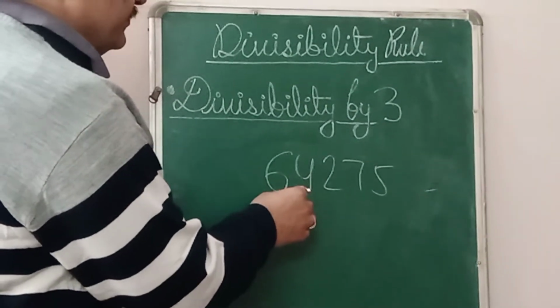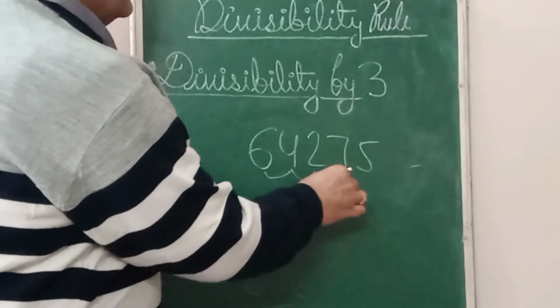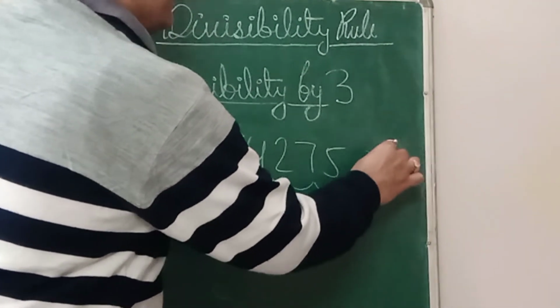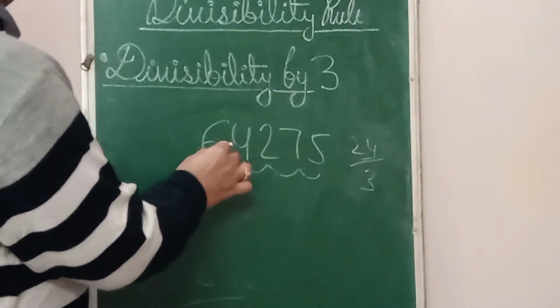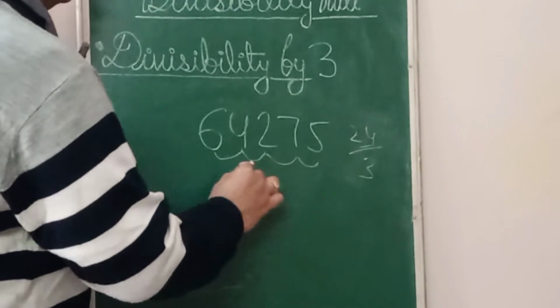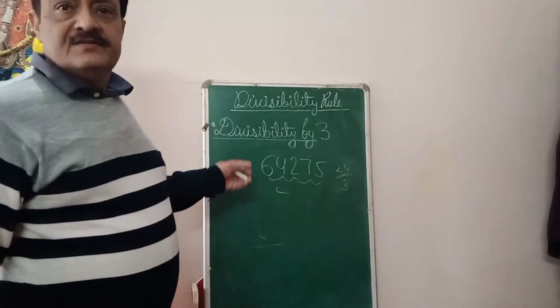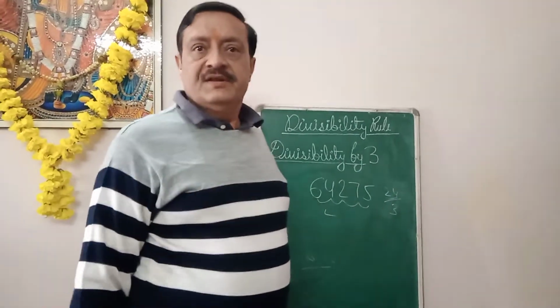So according to this rule, what we do, we add up the digits of the number. So 6 plus 4, 10, 10 plus 2, 12, 12 plus 7, 19, and 19 plus 5, 24. This 24 is divisible by 3. So this 64,275 is also divisible by 3. I think this clears divisibility rule by 3.